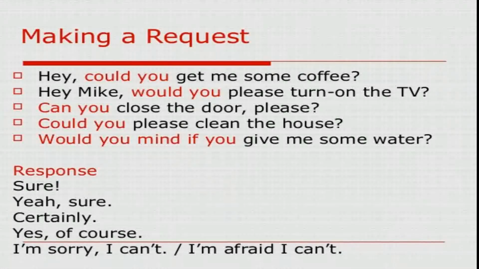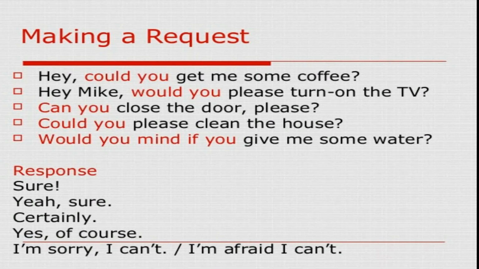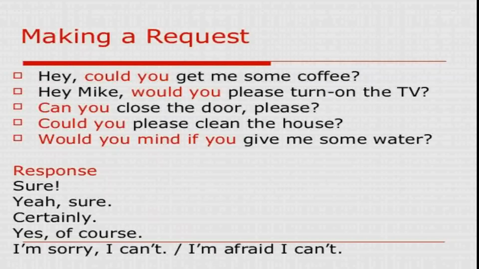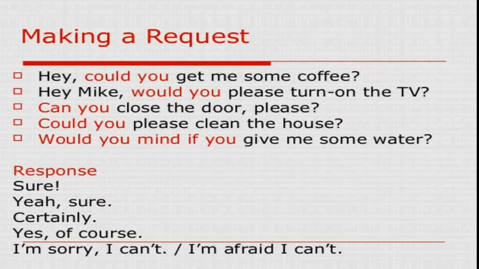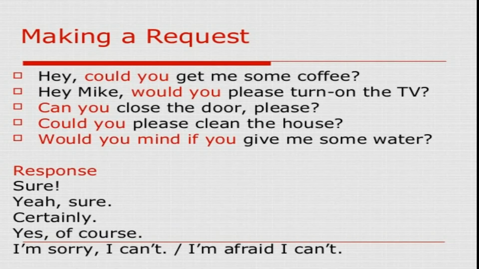So you see here how do we use the expression could you. So could you plus verb. And as you see this is a message which is addressed to a waiter in a cafe. But anyway it should be polite.